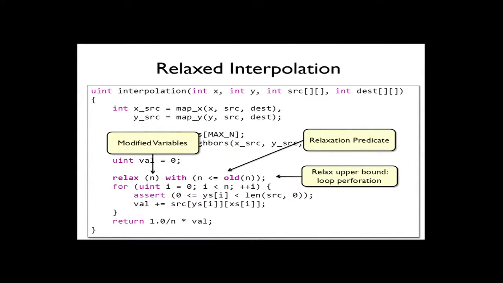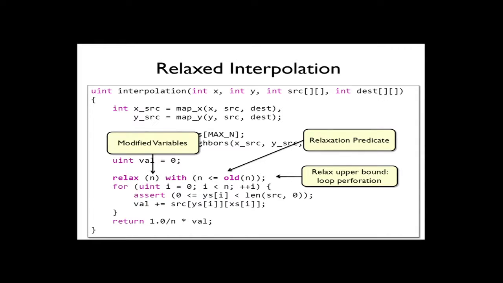The way to read this relax statement is that I'm going to modify a set of variables non-deterministically, subject to a constraint. Here, I'm going to change the value of n so that its new value is less than or equal to the old value of n, where the old value of n refers to the value of n immediately before executing this statement. The semantics of this statement introduces a perforation, where we truncate the execution of our loop and only look at a subset of our neighbors.